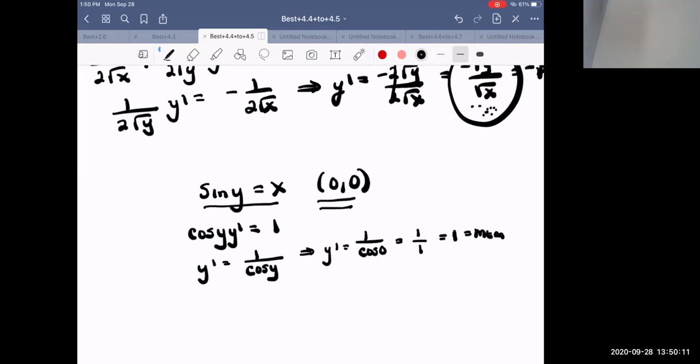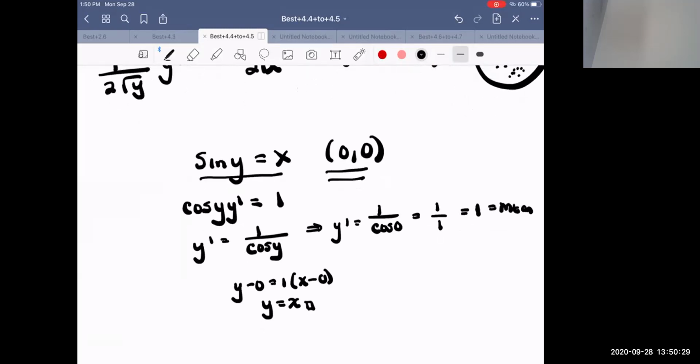So we have a point and a slope. So we just say that y minus 0 is equal to 1 times x minus 0, or y equals x. That would be the equation of our tangent line to the graph of sine y equals x at the origin. Is that okay?